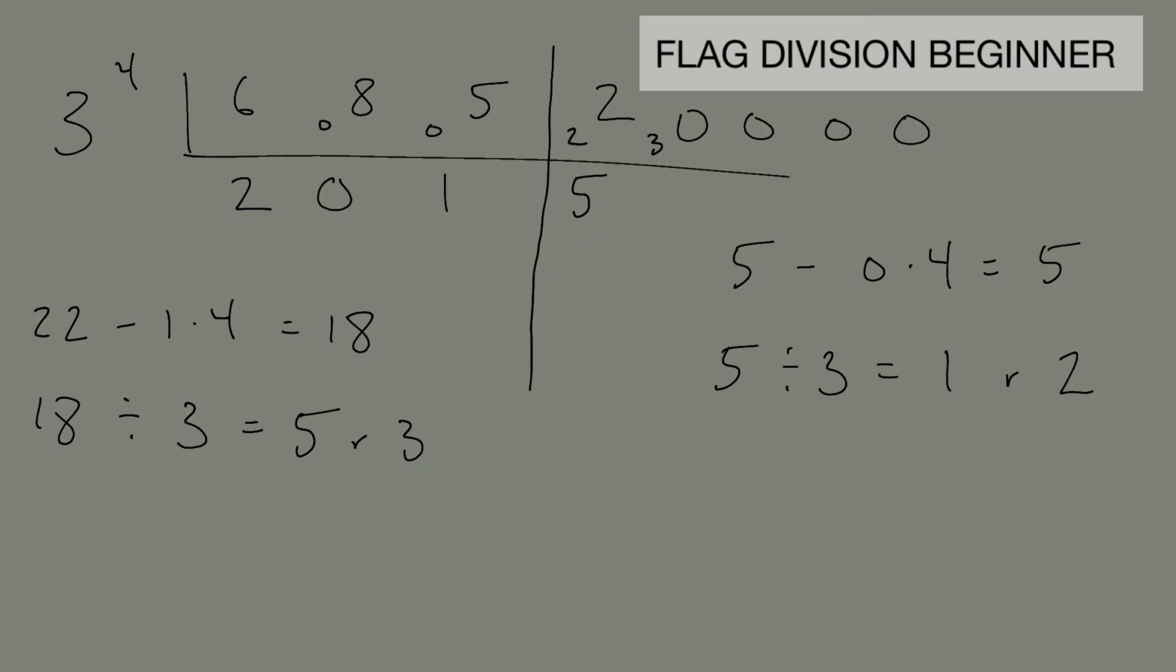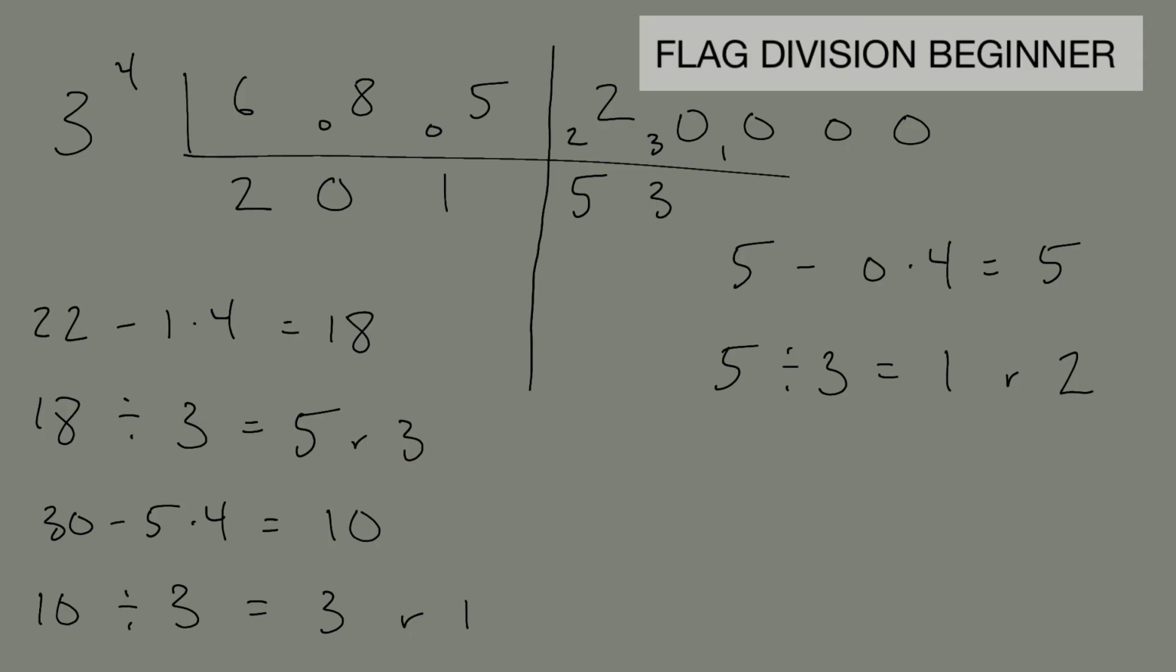Now we have 30 minus 5 times 4. That's 30 minus 20, which gives us 10. So we're going to take that number 10 divided by 3. We could say it's 3, remainder 1.